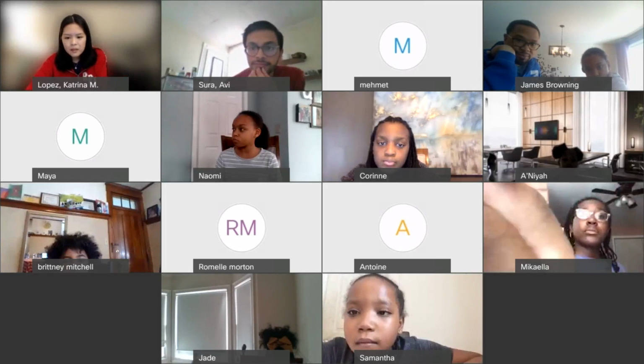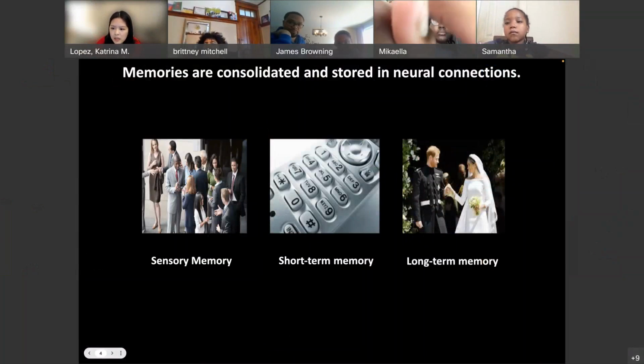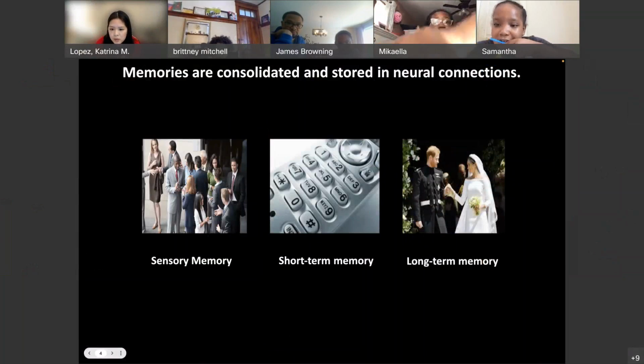And then we have the third type of memory, and this is long-term memory. So these exist for an extended period of time, and they are typically big life events that are encoded in your brains automatically. So maybe you went to a family member's wedding, or you had a big birthday party when you turned 10 years old.